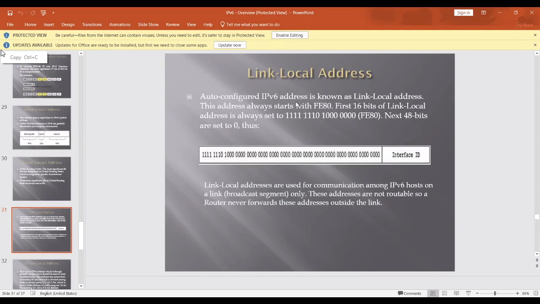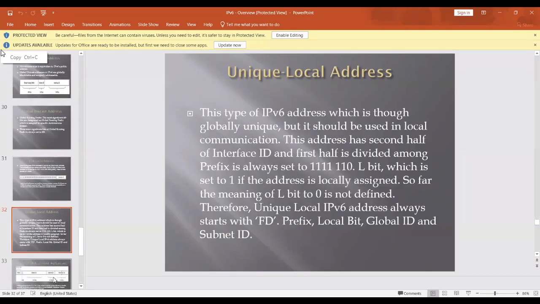So this auto-configured address is a link local address, and this address always starts with FE80. The first 16 bits of the link local address are always set to 1111110010, so that is FE80. Link local addresses are used for communication among IP version 6 hosts on a link only. These addresses are not routable, so routers never forward them outside the link. So that is what the link local address is.